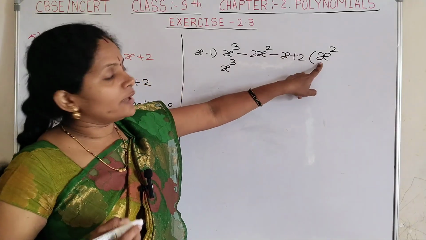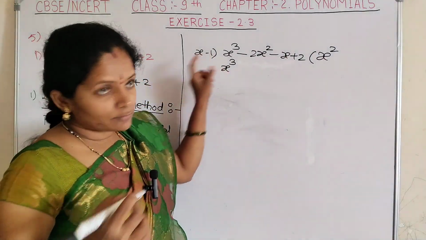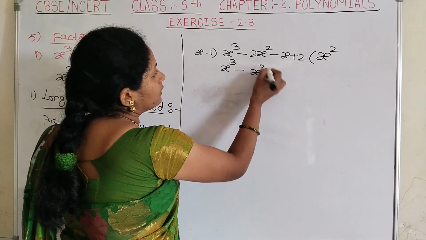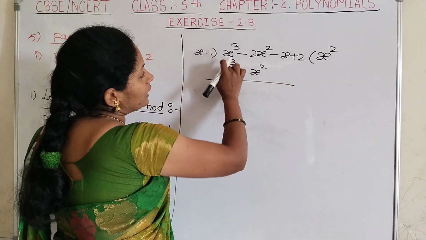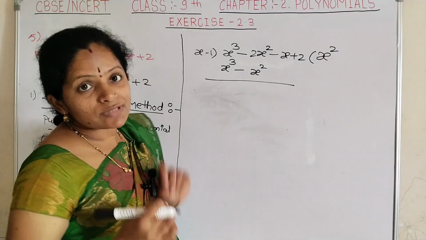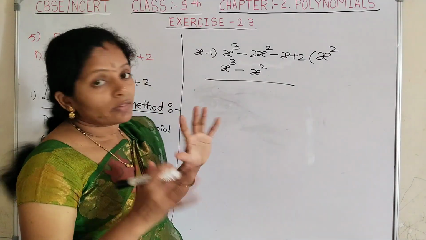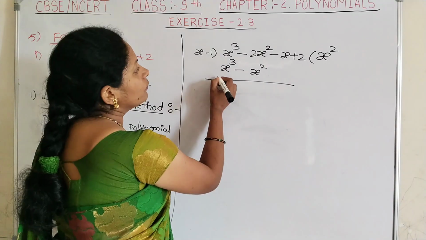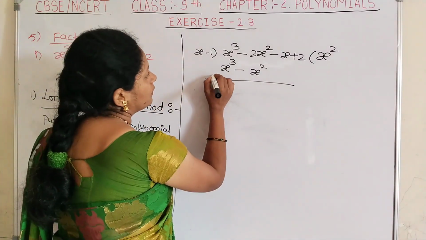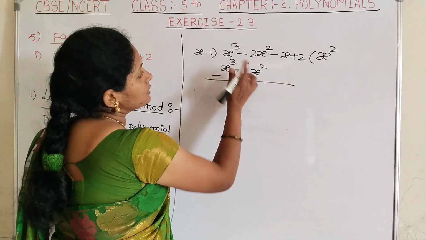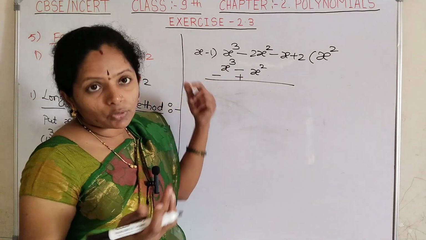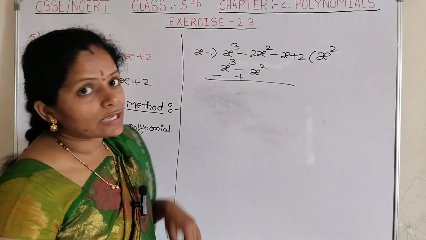Again, this x square is also multiplied by this minus 1. X square into minus 1 is minus x square. Both x cubes have the same signs, so in the next step we have to do the subtraction. That's why we have to change the signs here. Minus will become plus, because x cube and plus x cube can't cancel. That's why we have to change the sign of it.